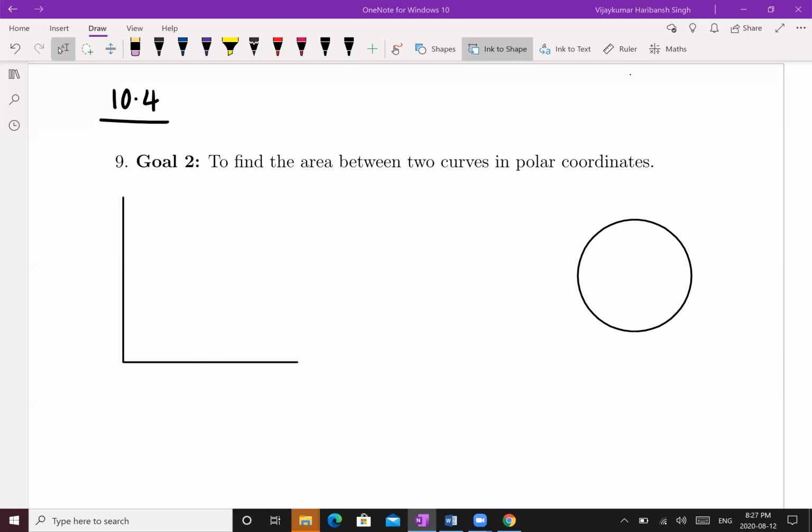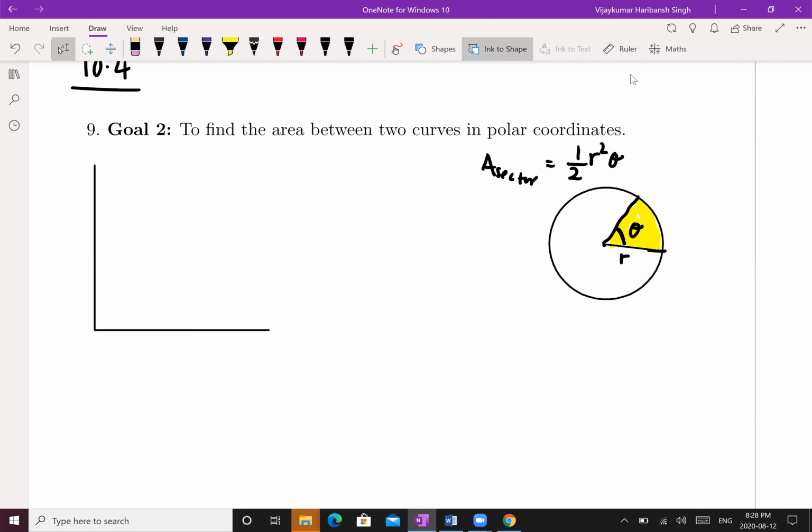All right, so recall, if you have a circle of radius r, and if you look at this sector, if this angle is theta, then the area of this sector is given by half r squared theta. Yeah. So the idea is, well, it's clear. Why is that the case?